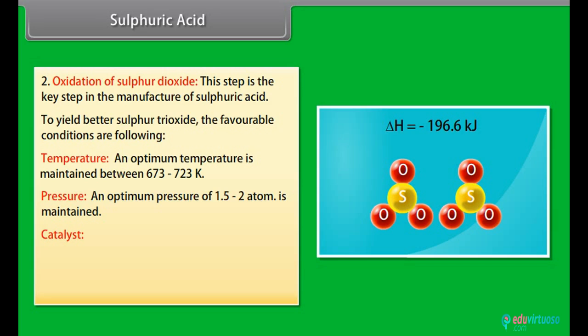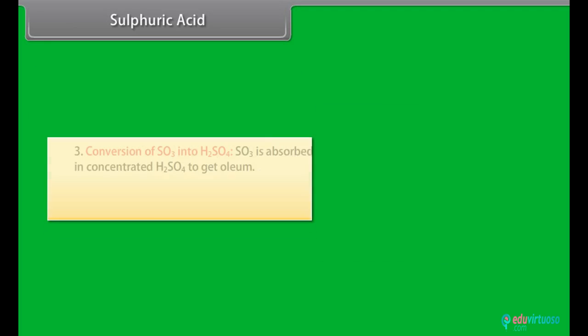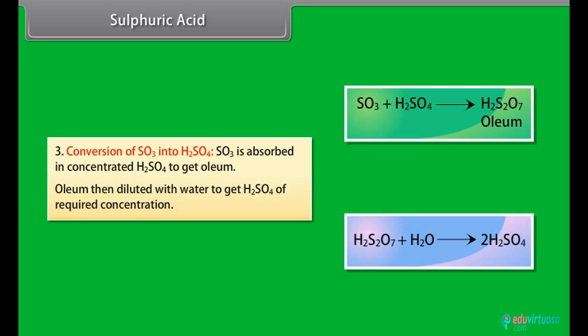Catalyst. At such a low temperature, the reaction is slow. The catalyst employed is divanadium pentoxide V2O5. Excess of oxygen. To have a better yield of SO3, O2 is used in excess. Conversion of SO3 into H2SO4. SO3 is absorbed in concentrated H2SO4 to get oleum. Oleum then is diluted with water to get H2SO4 of required concentration.